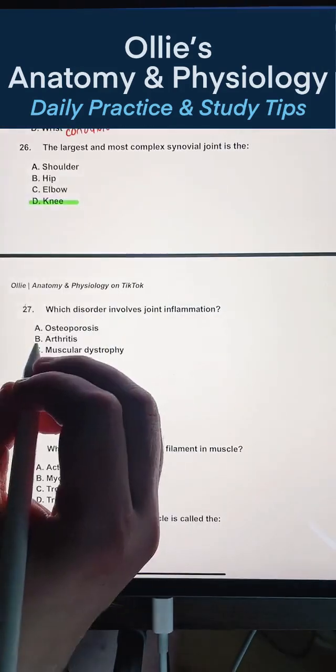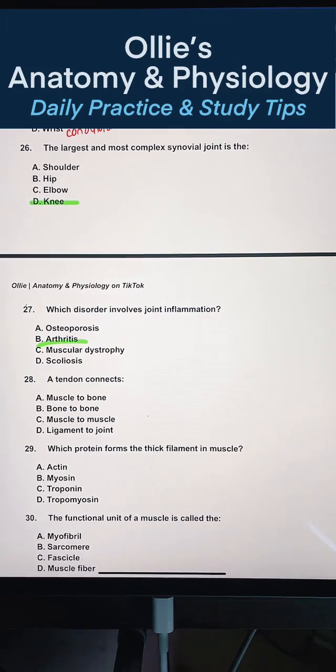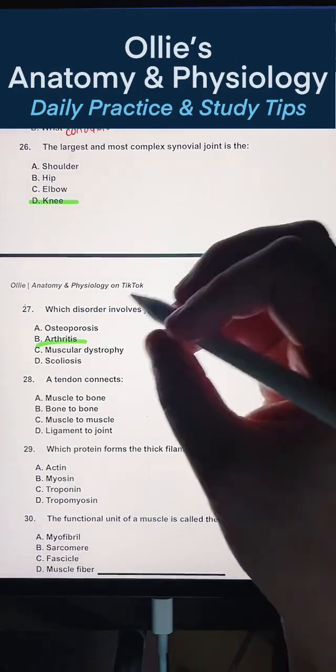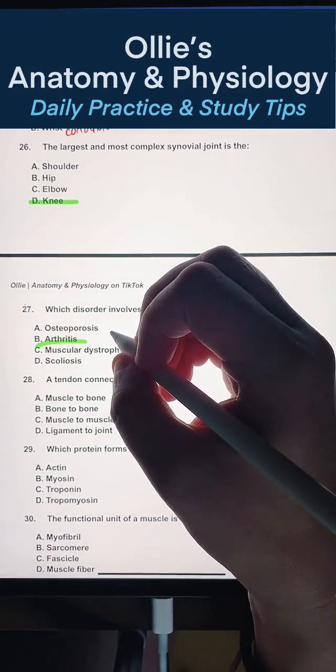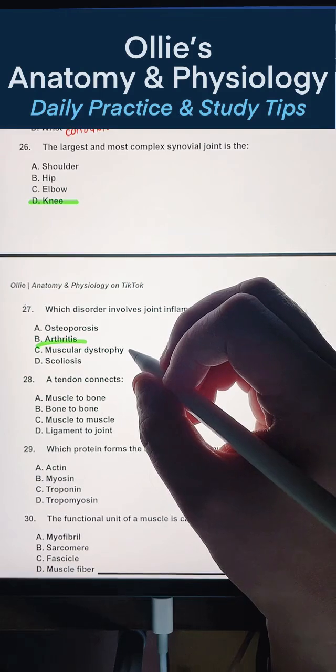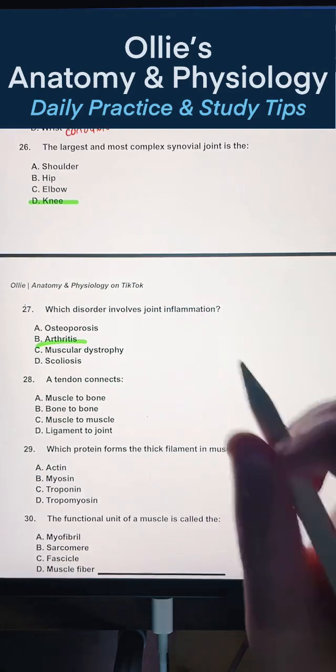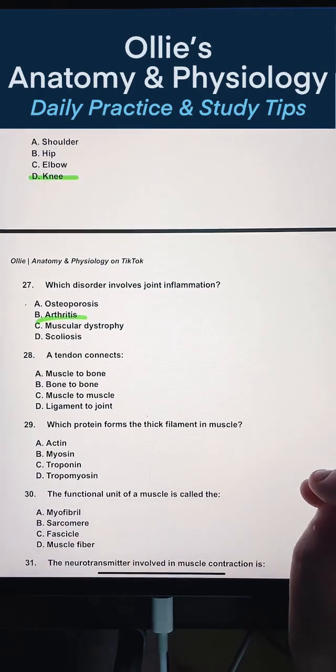The answer choice is going to be B, though. It's arthritis. So itis means inflammation. Arth means joints, so joint inflammation, or inflammation of the joints. Osteoporosis is bone density loss. Muscular dystrophy is the weakening of muscle tissue. And scoliosis is a spine curvature.